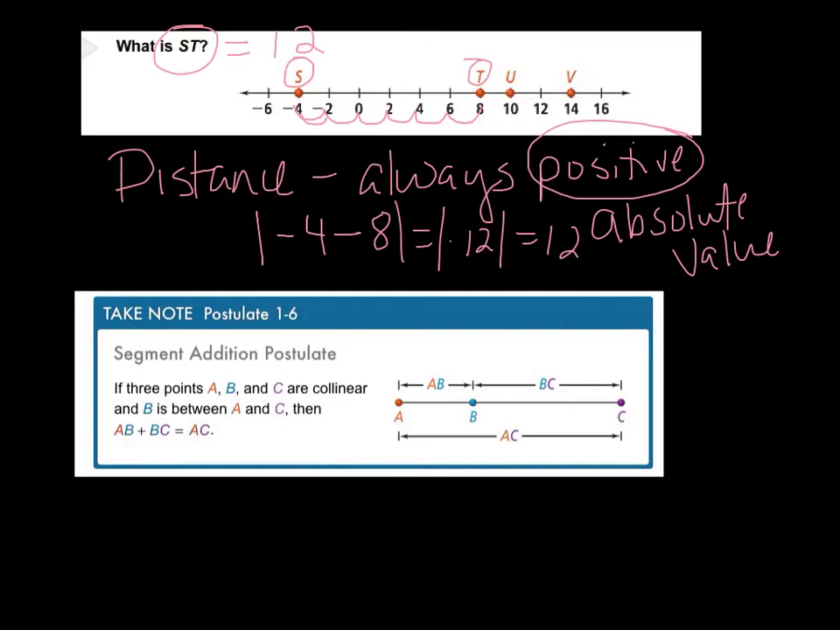Next one is postulate 1-6, segment addition postulate. If there are 3 points, in this case A, B, and C, which are right there, are collinear. Remember, collinear means they're in a straight line. So A, B, and C are in a straight line, and B is between A and C. Then you can take AB plus BC, and that gives you the entire segment. It's called segment addition postulate.